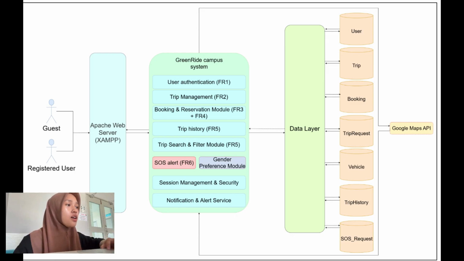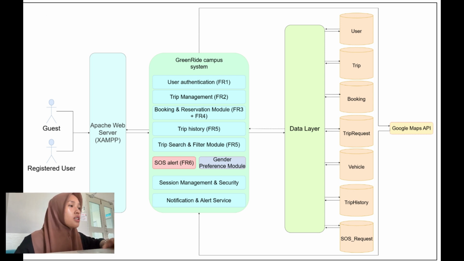First, on the left side, we have the guest and registered user. These are the users who access our system. Next, the users connect to the Apache web server XAMPP. This server receives all requests from the users and sends them to the Green Red Campus system.